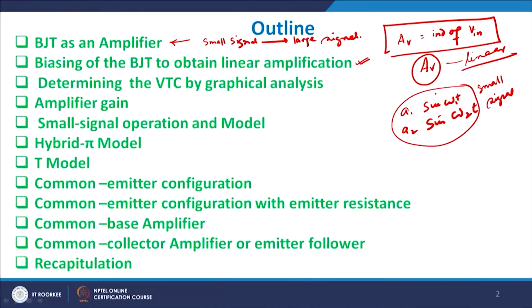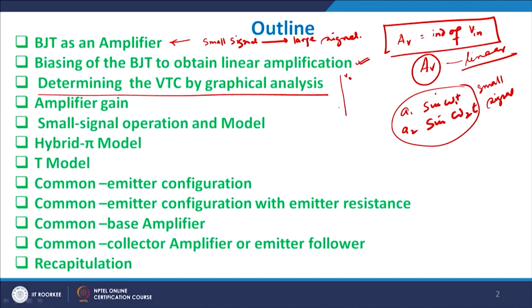Now, to do that, we should learn the second topic: how to bias your circuit in a manner that obtains a linear amplification. Then we will learn how to determine the voltage transfer characteristics by graphical analysis. What is the meaning of voltage transfer characteristics? As we will see, it is V out on the y axis and V in on the x axis. So, how does V out versus V in vary?